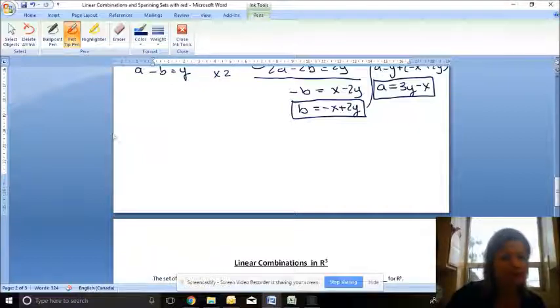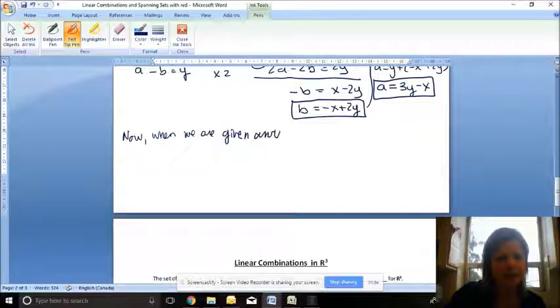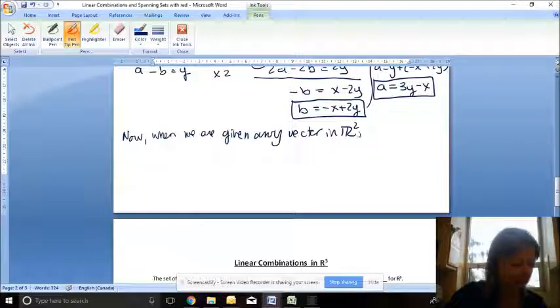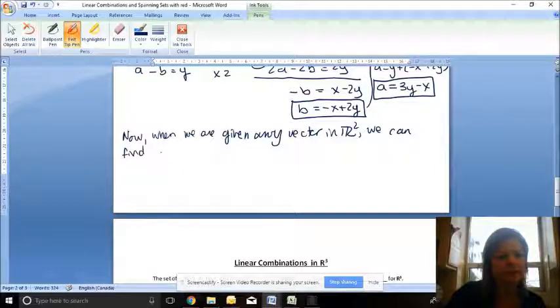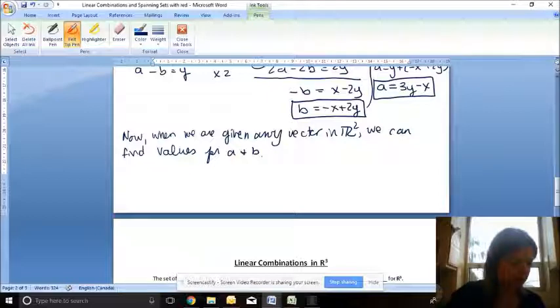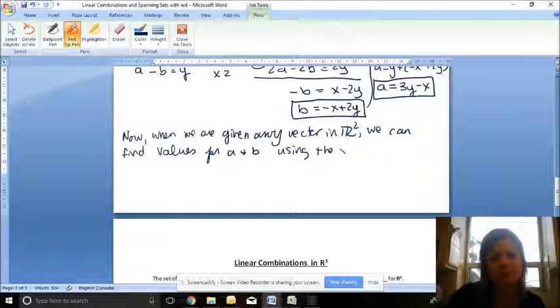So let's summarize that. So now, when we are given any vector in R2, we can find values for a and b using the x and y coordinates. So let me do a quick example to show what I mean.